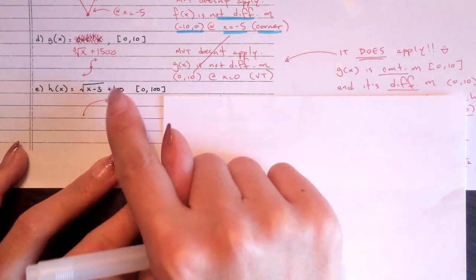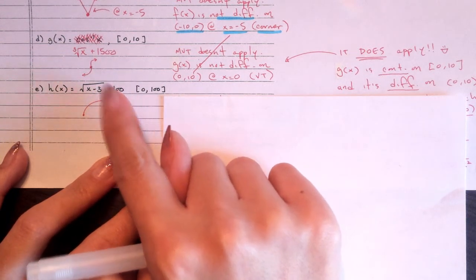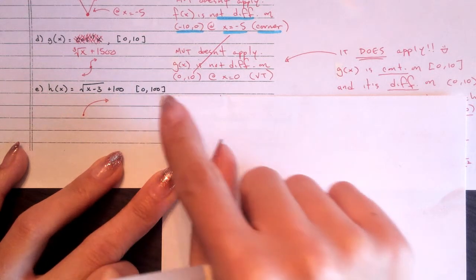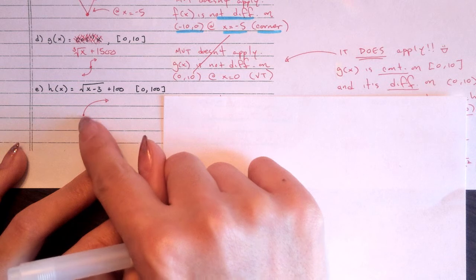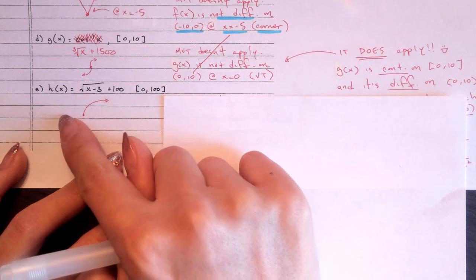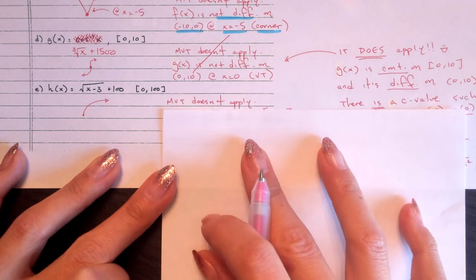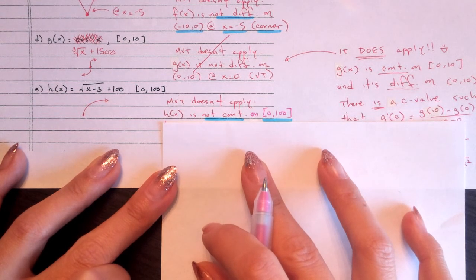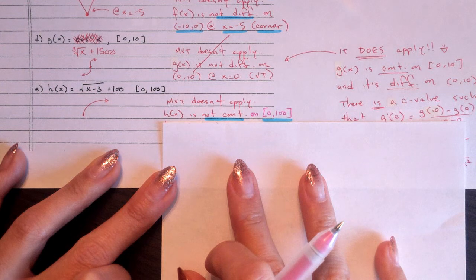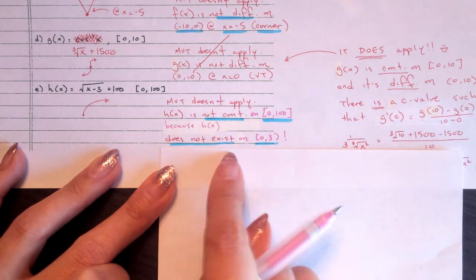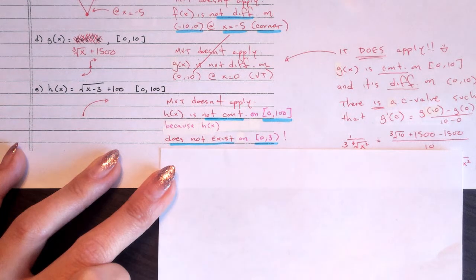So this is what it looks like. Does MVT apply? Is this continuous on that interval? No, it's not. Because where does this start? It starts at x equals 3. What happens at x equals 0 and 1 and 2? Nothing. There's nothing there. So it doesn't apply because it's not continuous on that interval, because that function does not exist on that interval. So tell me 4 things.